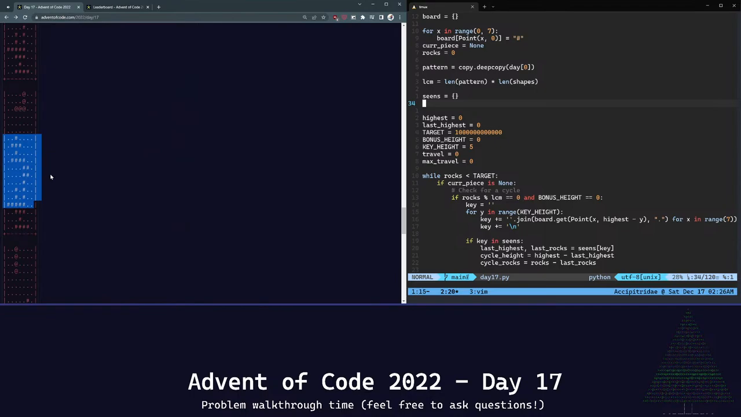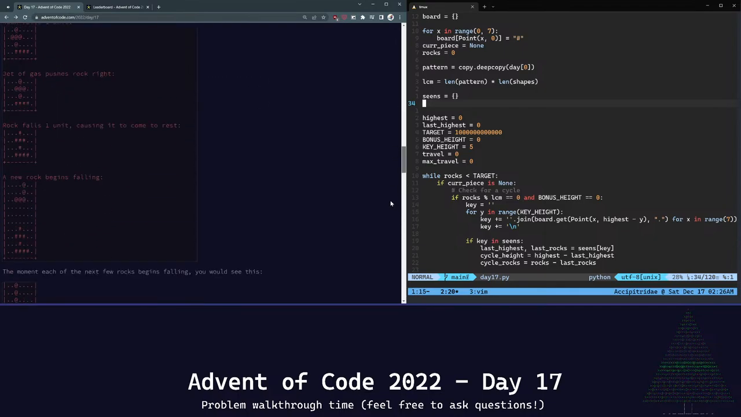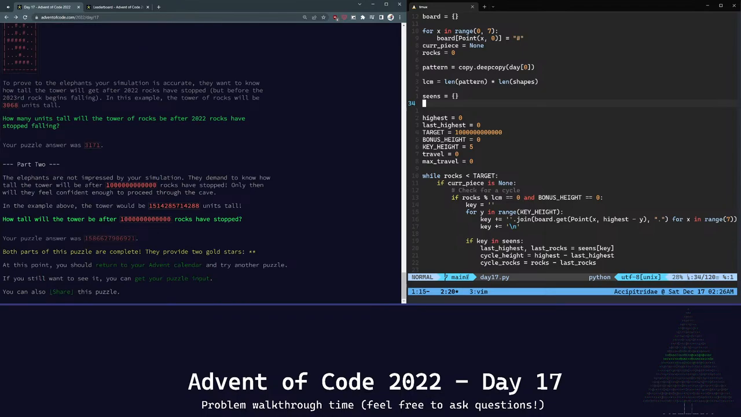And so rather than doing a full simulation of a trillion different moves, once you've established a cycle, you basically say, well, I know every 800 moves, I'm going to move up by 1,000 height. And rather than simulate that cycle of period 800 like a billion times, just say I'm going to move up 1,000 times a billion in height, and I'm going to move that many rocks into the future. So you basically cheat by jumping ahead as far as you can and then finishing off the rest of the simulation because there might be a remainder to get to the actual number of exactly 1 trillion.